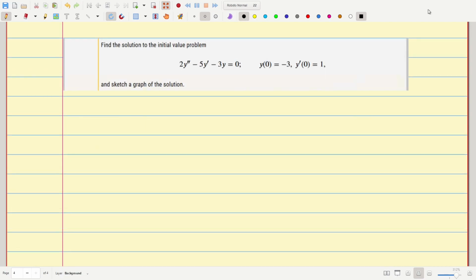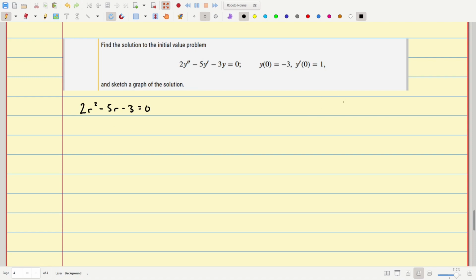All right, here is an initial value problem to solve. We're still working with homogeneous equations, so all we need to do is find the fundamental solutions and then apply our initial conditions. We can, again, go straight down to writing our characteristic equation. Okay, looks like this, and there are a couple different ways to handle this.